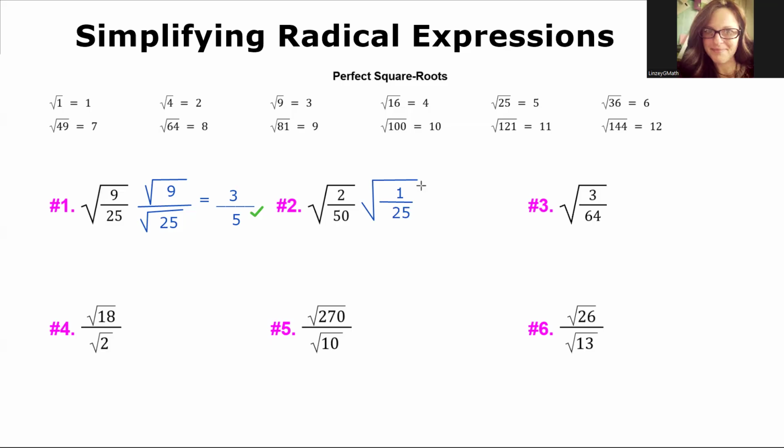Now we can take the square root of the top and the square root of the bottom separately. The square root of 1 is 1. The square root of 25 is 5.